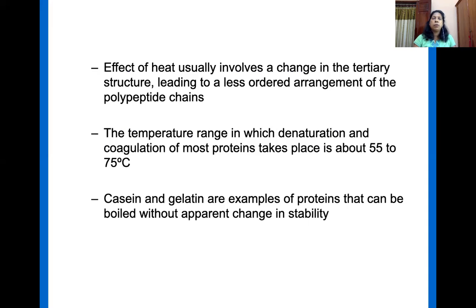So the effect of heat usually involves a change in the tertiary structure, leading to a less ordered arrangement of the polypeptide chains. Right? And the temperature range in which denaturation and coagulation of most proteins take place is around 55 to 75 degrees. Caseins and gelatin are examples of proteins that can be boiled without apparent change in stability. So you can boil milk and nothing happens to the milk, but if you overboil it, you can't get things back, but you can maintain that situation.